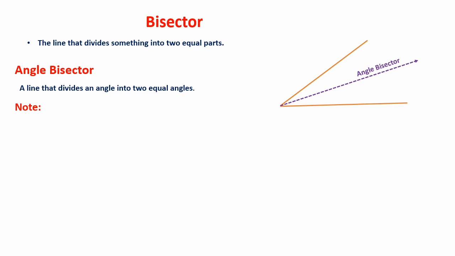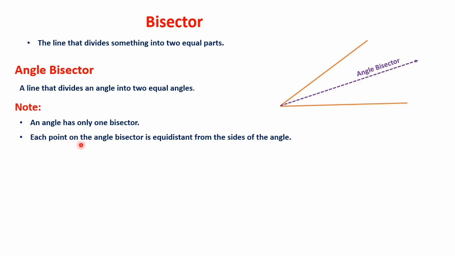Here we must note some points. An angle has only one bisector. If one angle is given to you, it will have only one bisector. And another property is that each point on the angle bisector is equidistant from the sides of the angle. If you take a point on this angle bisector, that point is equidistant from the arms of the angle, or the sides of the angle.